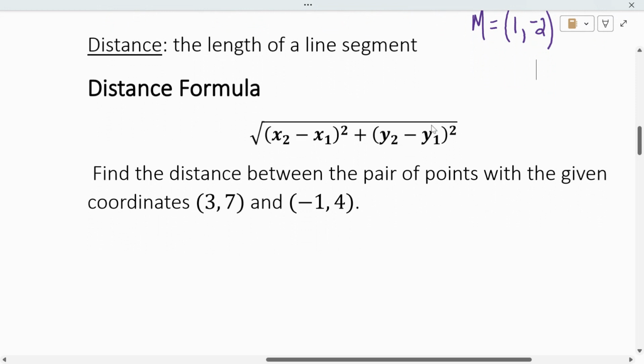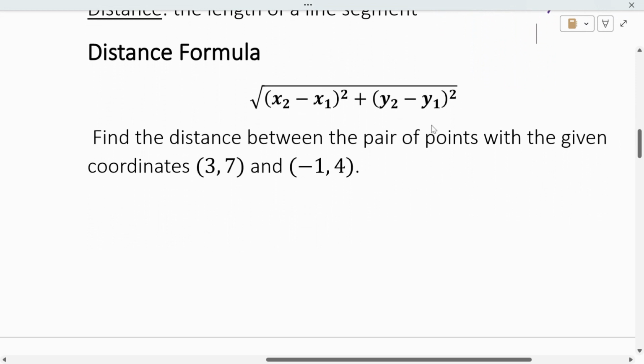So we're going to use the distance formula to find the distance between the pair of points that have these given coordinates. Again, we're going to label these coordinates. I have the x and the y coordinate from the first ordered pair, and the x and the y coordinate from the second ordered pair. Okay, so the distance, we represent the distance with a lowercase d.